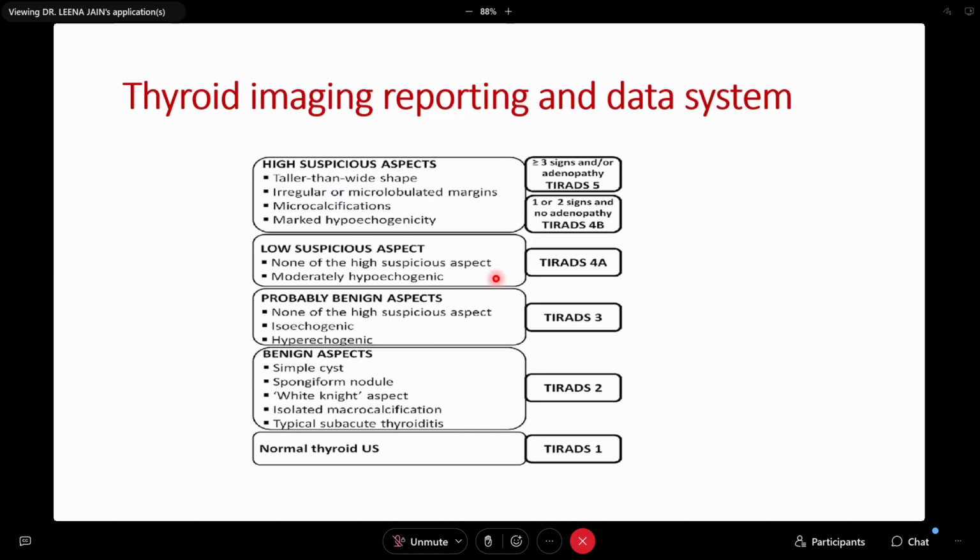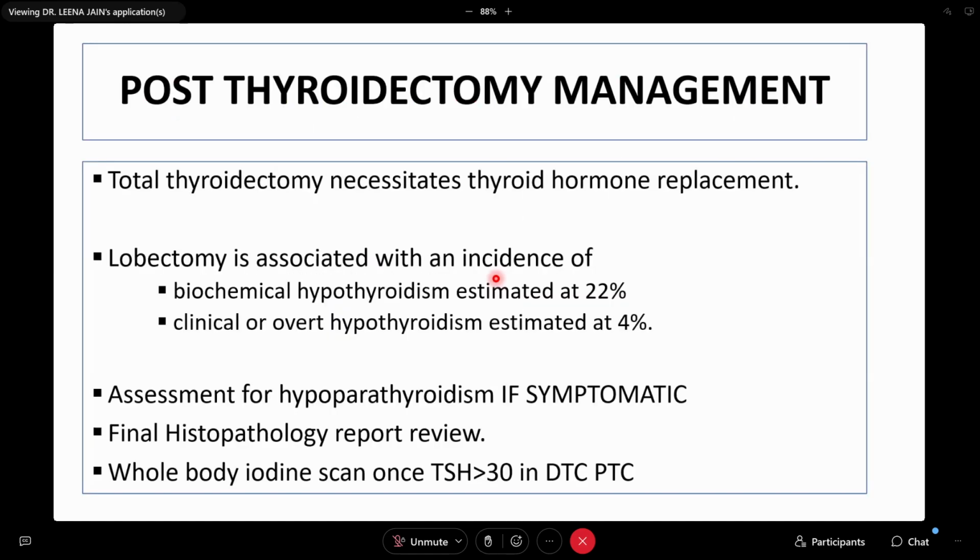Thyroid 4 has been graded into 4A and 4B. So 4B is basically a part of 5 only, but when the signs are less than 3, then we call it 4B, and when there are more than 3, then we call it Thyroid 5.